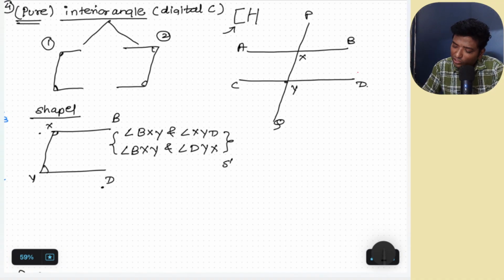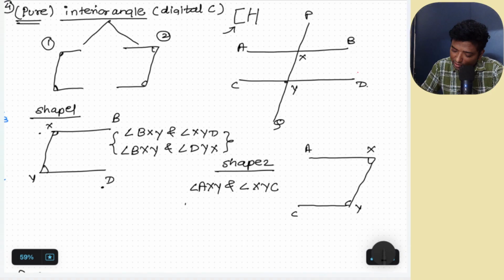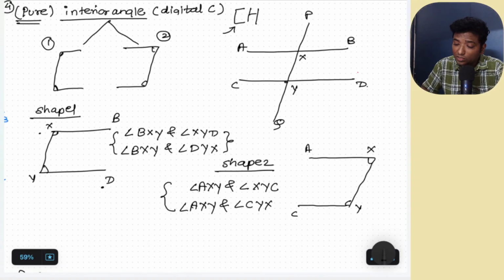Then this shape is the reversed C. You also had the reversed C, so the reversed C clearly with x as an angle. There is another way too. Both ways are correct. So with this, we are done with our first type.